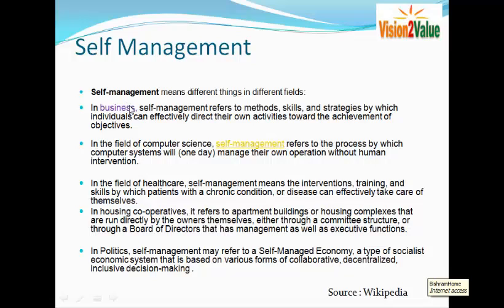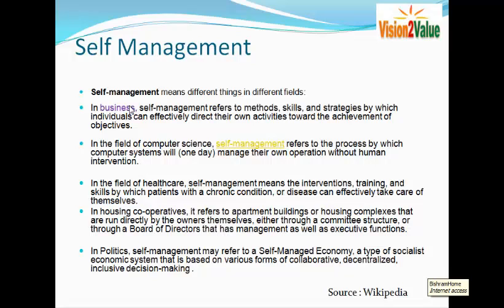If you look at business area, self-management refers to methods, skills, and strategy by which individuals can effectively direct their own activities toward the achievement of objectives. In the field of computer science, self-management refers to processes by which computer systems can manage their own operation without any human intervention. If you just look at healthcare, self-management means certain practices, certain training given to the chronic condition patient so that they can manage their own life without any help.